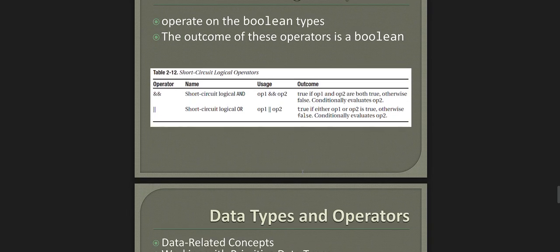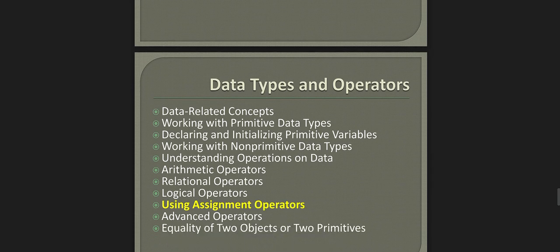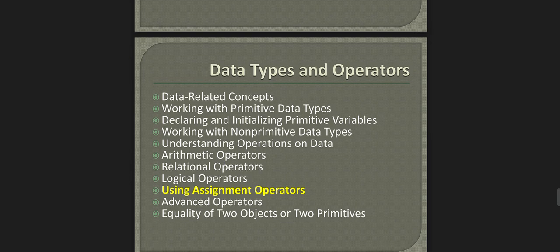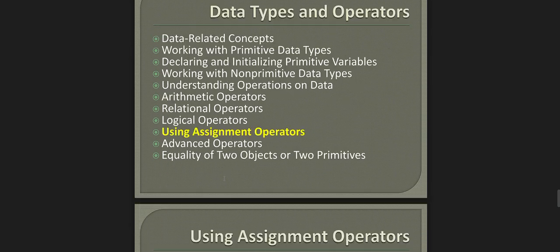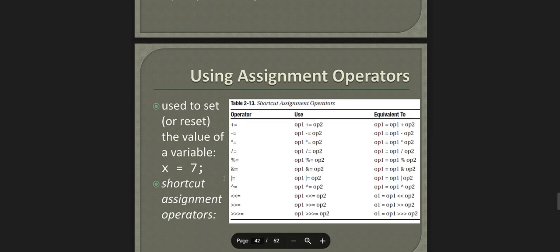Conditionally evaluate operator 2. Data types and operator data related: working with the primitive data types, declaring and initializing the primitive variables, working with the non-primitive data types, understanding the operation on the data, arithmetic operator, relational operator, logical operator, using the assignment operator, advanced operator, equality of the two objects or the two primitives. The assignment operator is used to set or reset the value of a variable, x = 7.